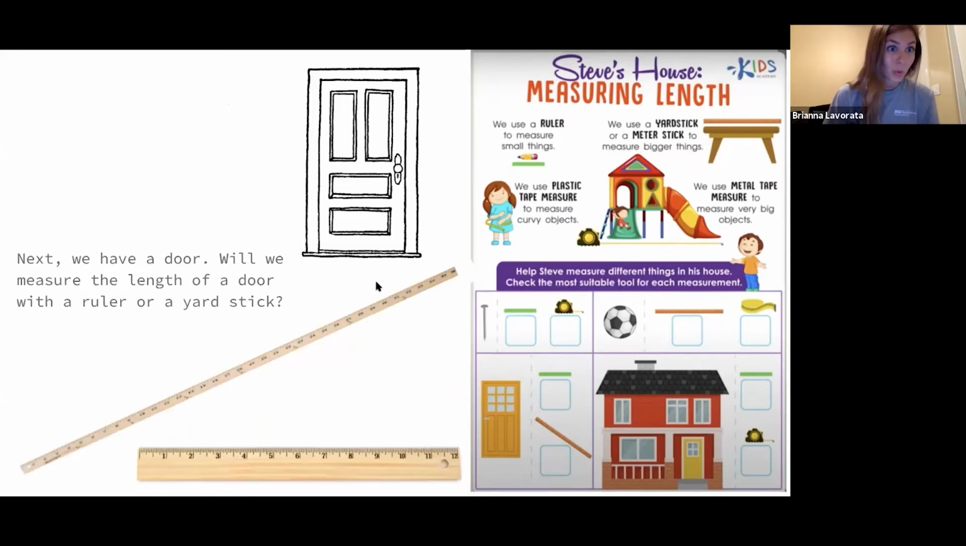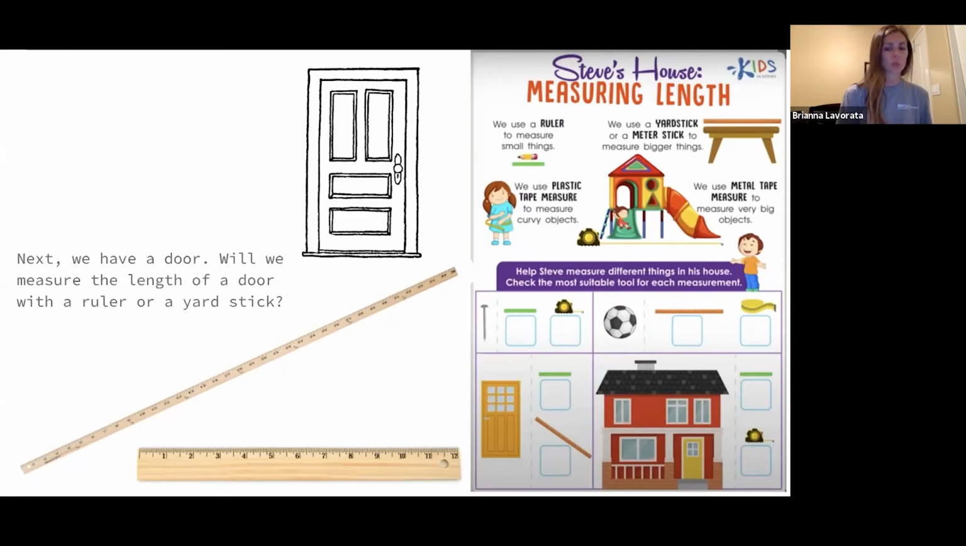Next, we have a door, right? Will we measure the length of a door with a ruler or a yardstick? So if you remember, a yardstick is very long. It is about 3 rulers, right? So if you can imagine 3 of these rulers, that is how long a yardstick is.